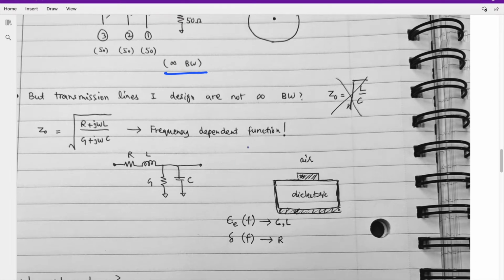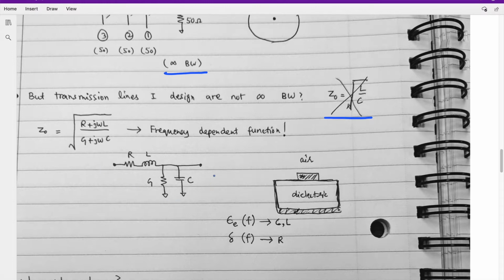Why is that? Well, this has to do with the fact that we have been saying Z0 equals square root of L by C, which is not true actually, because it is the square root of (R plus j omega L) divided by (G plus j omega C), where R is the resistance, the loss of that wire or metal, and G is the loss through that dielectric. Okay, so you can see this expression has a frequency factor. So this impedance is frequency dependent, right?